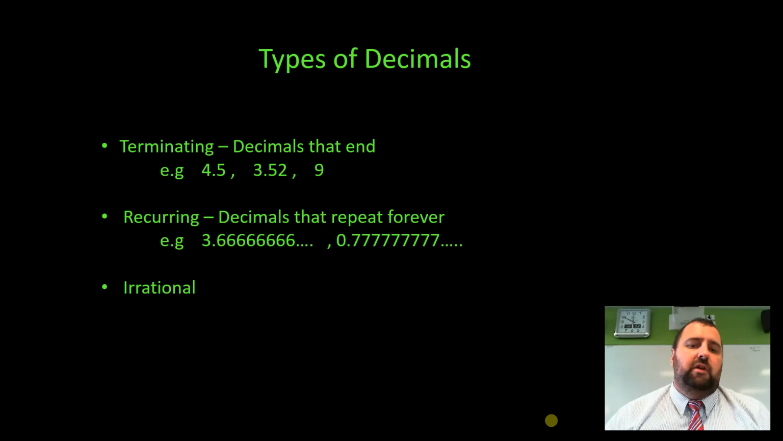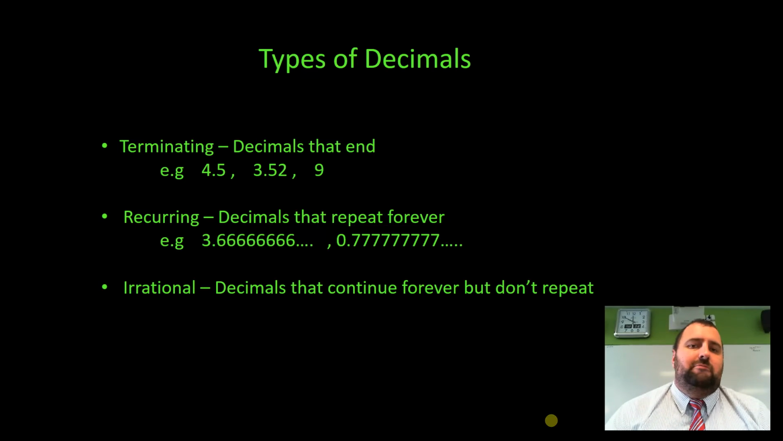The third type of decimal is what we call an irrational decimal. So the idea of an irrational decimal is that they continue on forever without repeating themselves. In other words, it's basically just a random string of numbers.